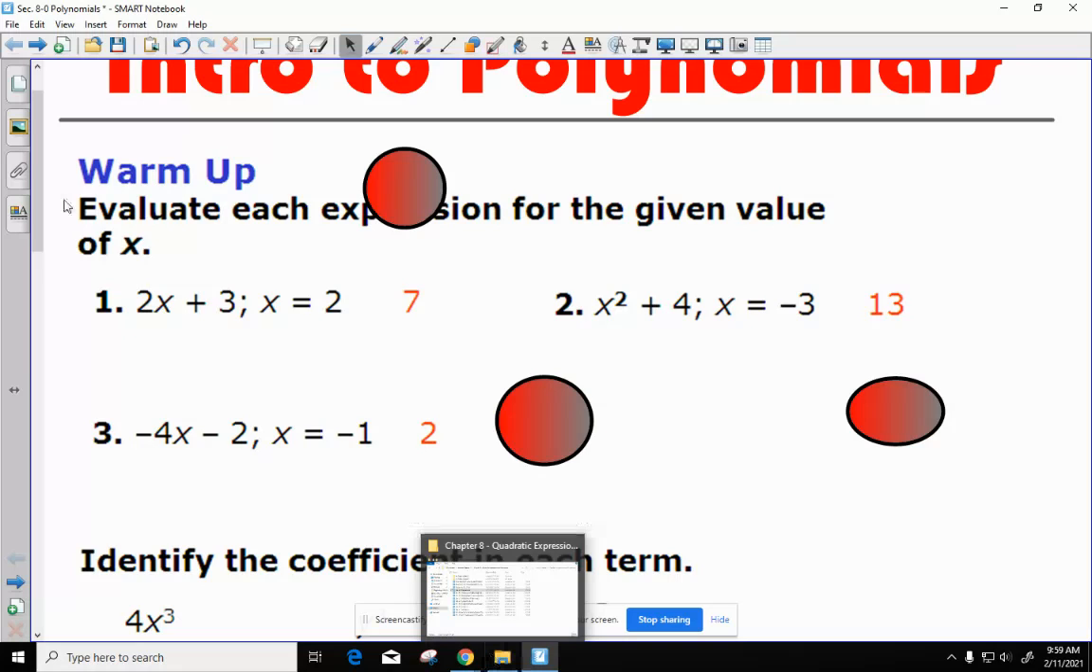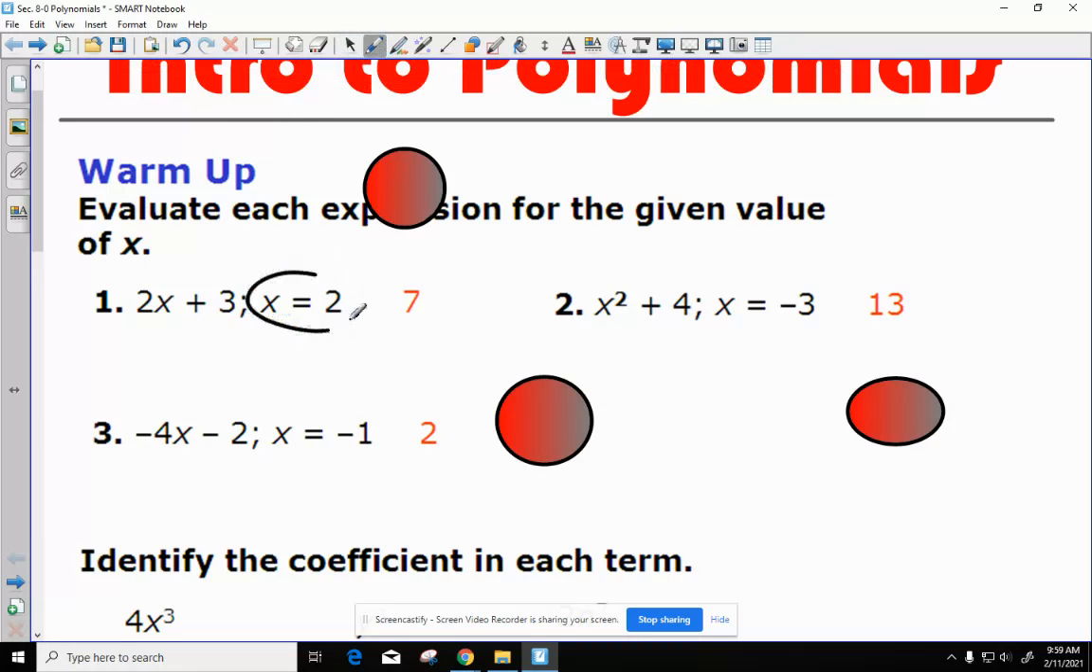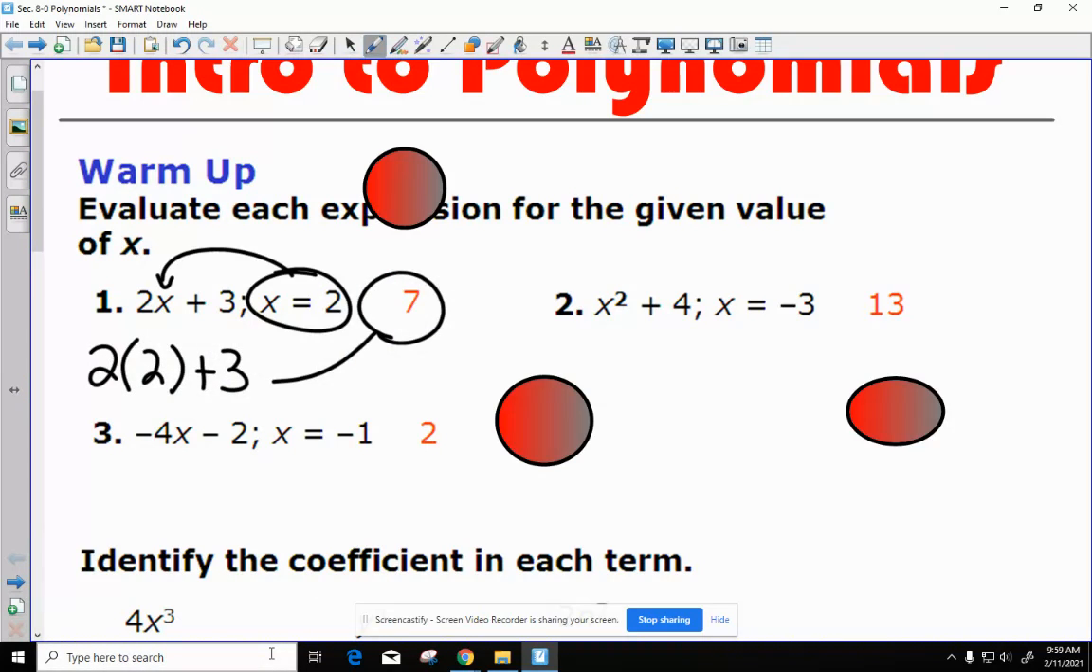When it says to evaluate, you must have a value to plug in. We're not solving. So in each of these situations, I was simply taking that value and plugging it in to find the result that I was after. So in this case, a result of 7.